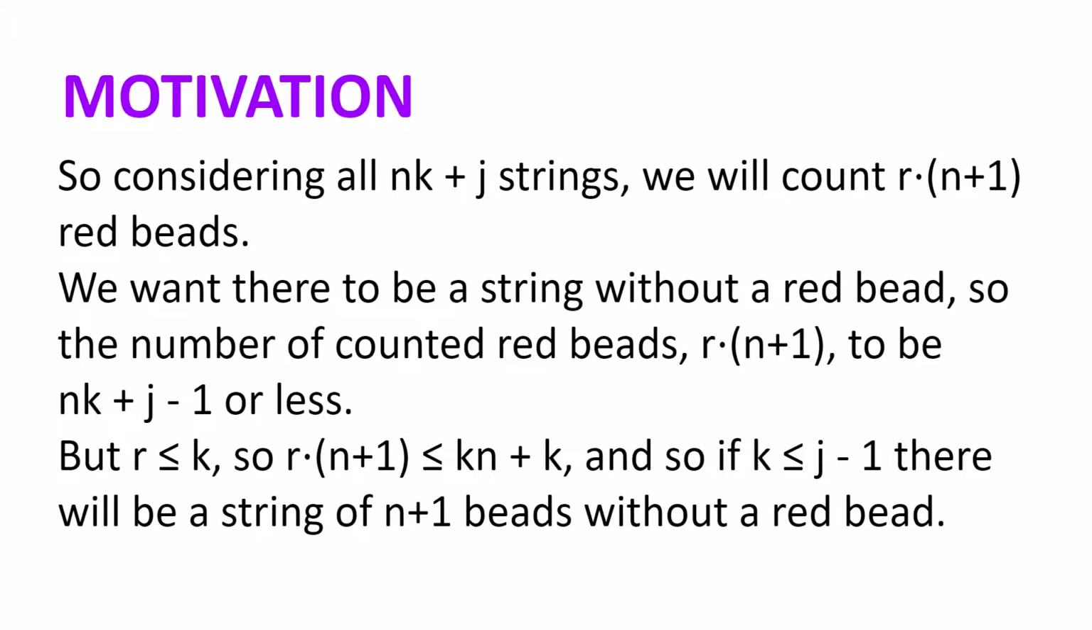Now we want there to be a string without a red bead for a contradiction, and so the number of counted red beads, r times n plus 1, to be nk plus j minus 1 or less. But we know that r is less than or equal to k, so r times n plus 1 is less than or equal to kn plus k. And so if k is less than or equal to j minus 1, there will be a string of n plus 1 beads without a red bead by pigeonhole principle.